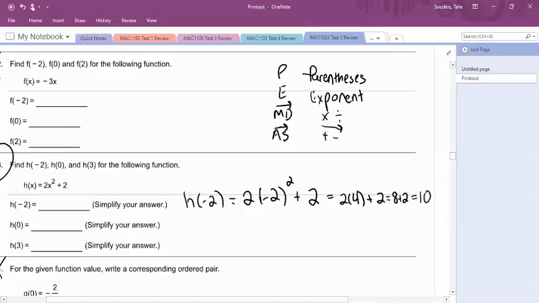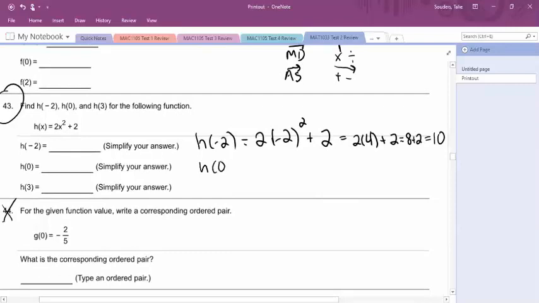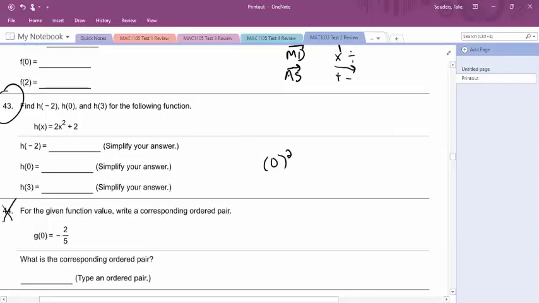So why don't you guys go ahead and try parts B and C again. H of 0 and H of 3. So what did you get for H of 0? 2. What did I just do? I have no idea. Okay.